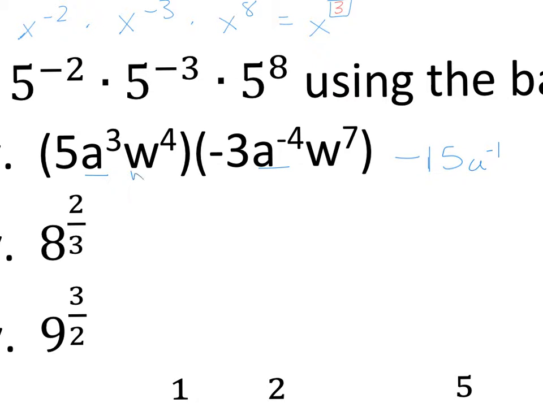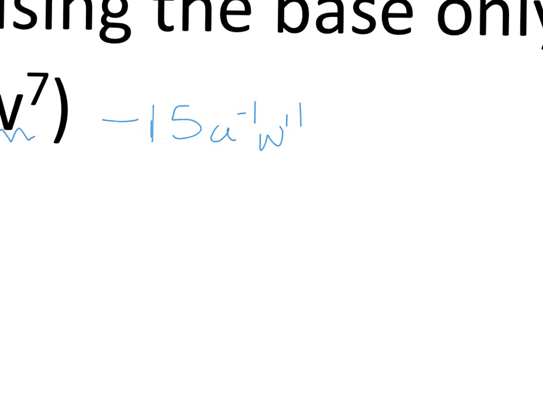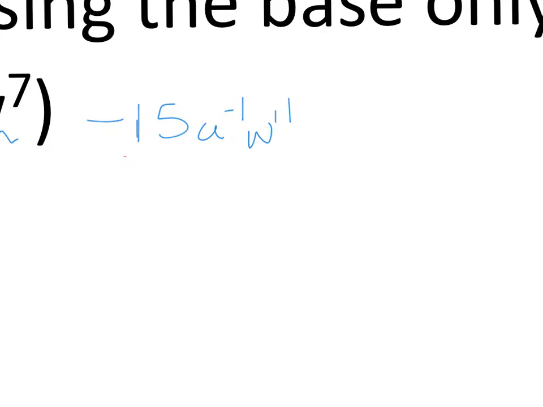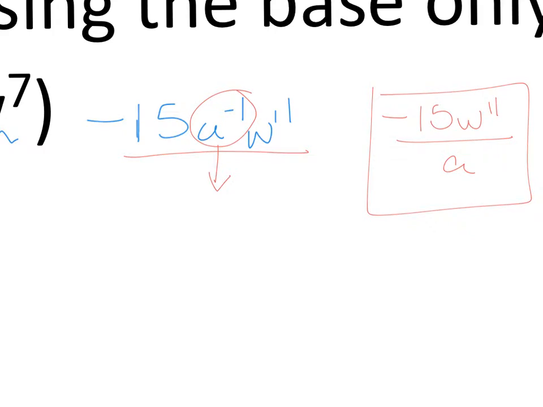So when we add, that's a to the negative 1. Now we're going to do the same thing with the w's. W to the 4th, w to the 7th. So when you add, you get w to the 11th. Now you are not allowed to have a negative exponent. So we need to go ahead and rewrite that, just like we did in class the other day. Rewrite this and drop that a to the negative 1 down. So you're going to end up with negative 15 w to the 11th over just a, or a to the 1st. It doesn't matter if you put the 1 there or not. And that would be your answer.